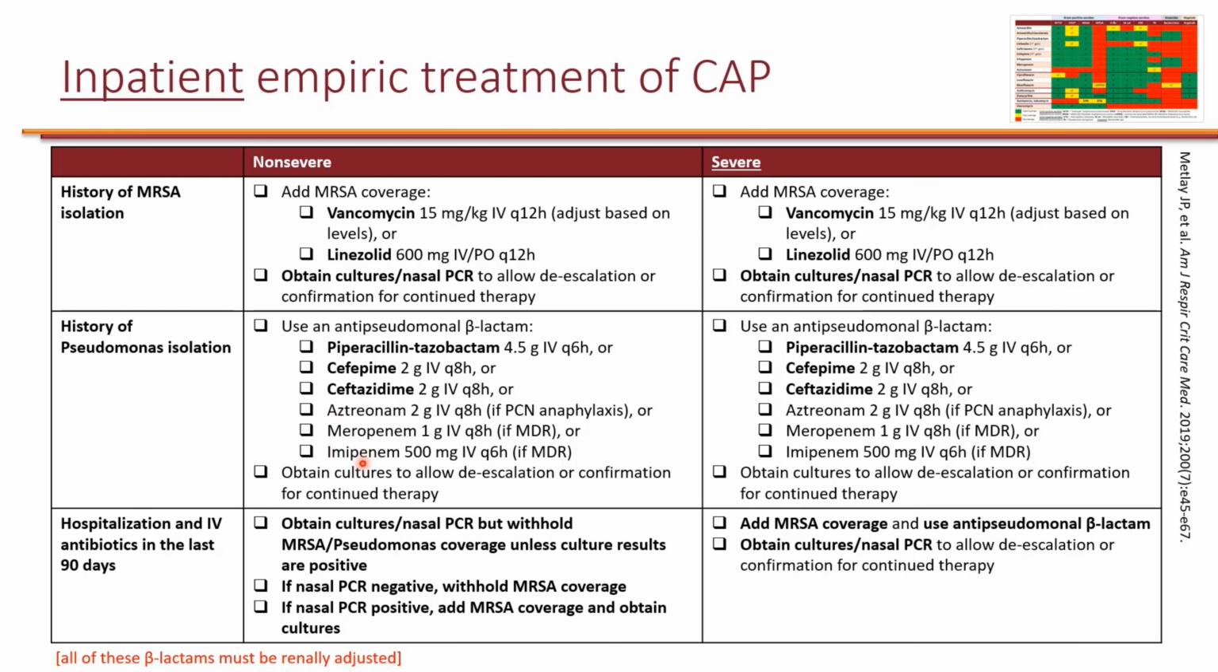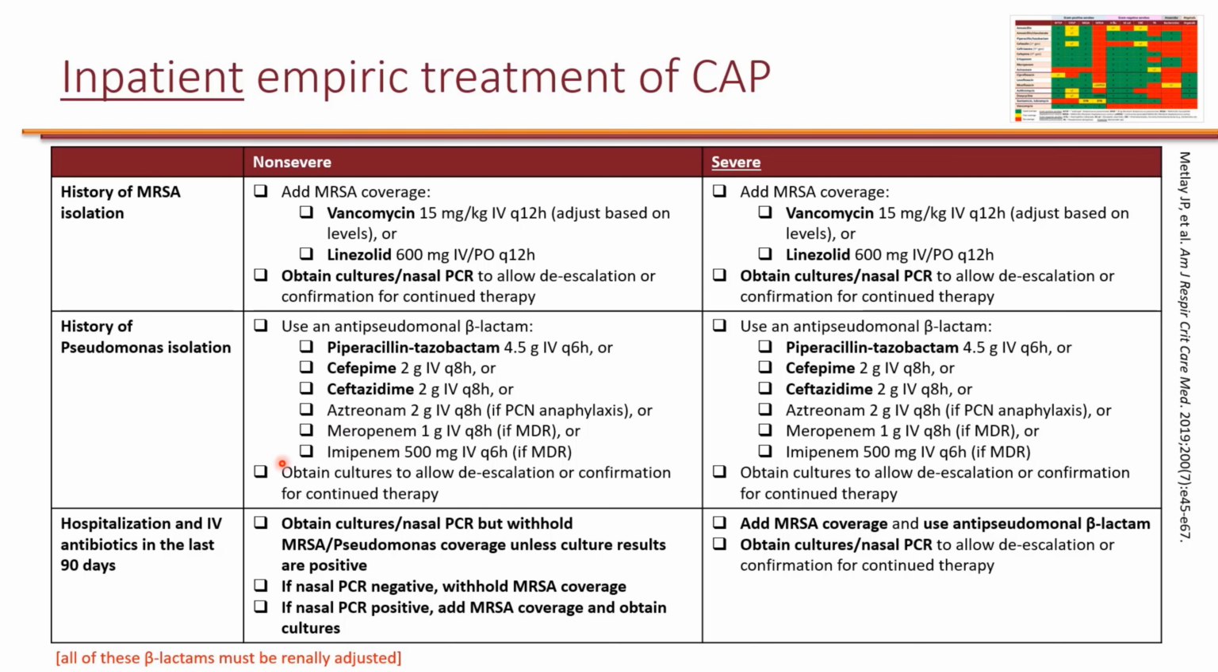Now, with carbapenems, meropenem and imipenem, because they are very broad, you should only use them if the patient had a history of multi-drug resistant Pseudomonas, meaning that if in the past they had Pseudomonas that was resistant to piptazo or cefepime or ceftazidime, then you don't want to use those same agents. So you want to use something broader like meropenem.